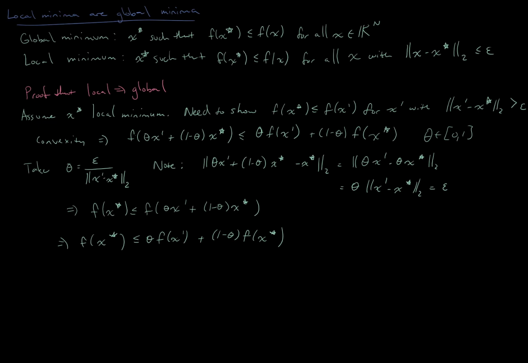So we can subtract that off and rearrange to get theta times f of x star is less than or equal to theta times f of x prime. Dividing by theta, this gives us exactly what we're trying to show, that f of x star is less than or equal to f of x prime. For any x prime, we can repeat this argument. Therefore, x star has to be the global minimum. There's no other x prime that will make f smaller than x star. Okay, so we've just shown that if we want to find a global minimum of a convex function, it's sufficient to find any local minimum.